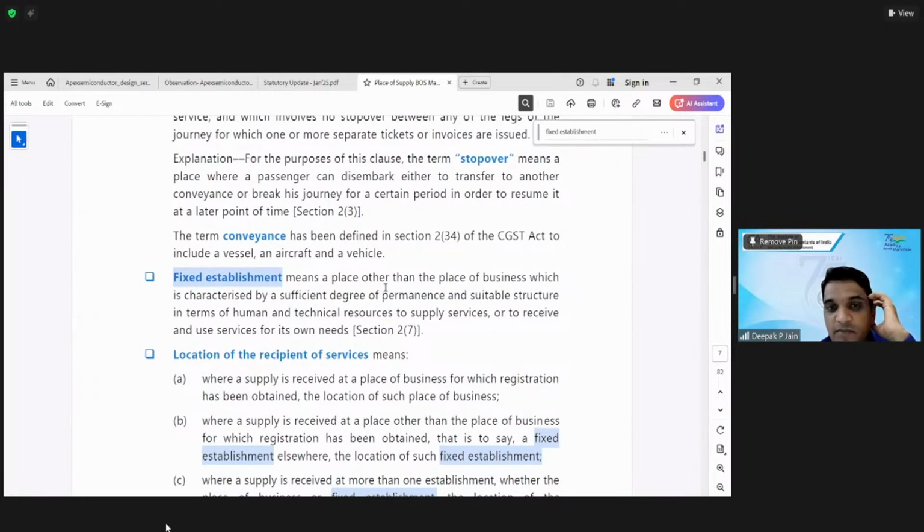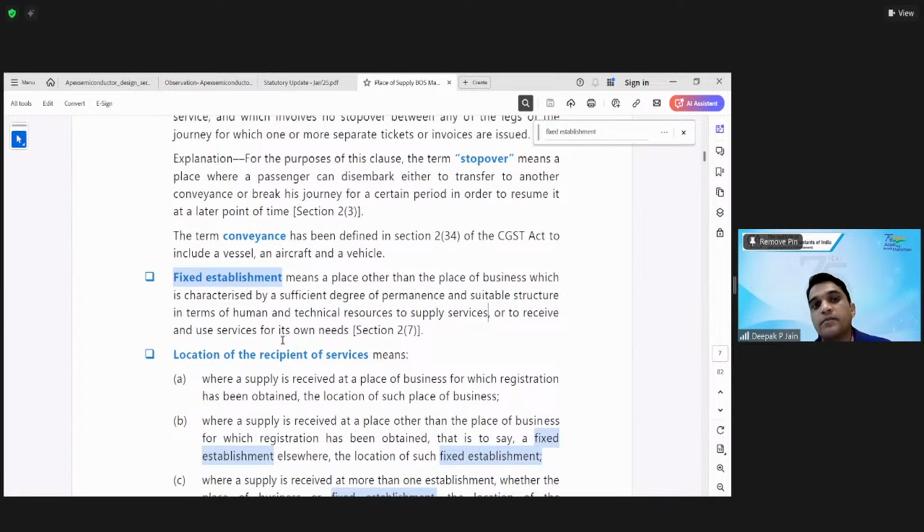Fixed establishment means a place other than the place of business, which is characterized by a sufficient degree of permanence and suitable structure in terms of human and technical resources to supply services or to receive service and use services for its own needs. So what's a fixed establishment? It means a place other than the place of business which is characterized by sufficient degree of permanence.